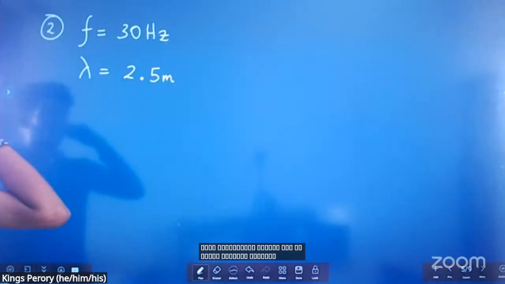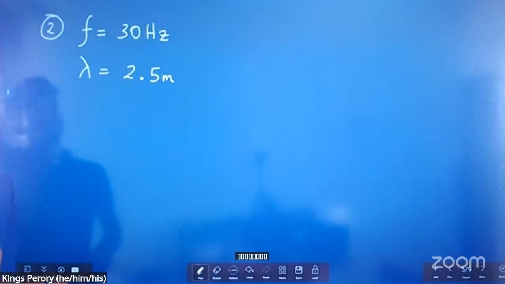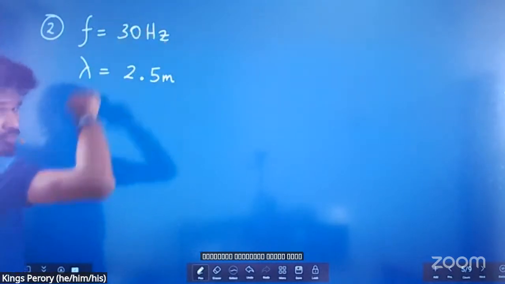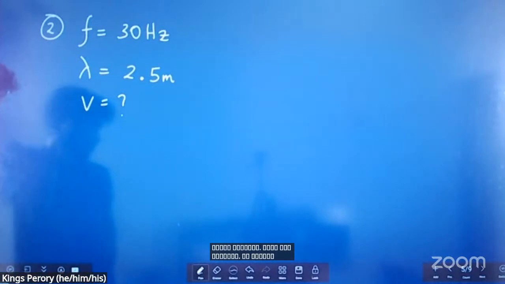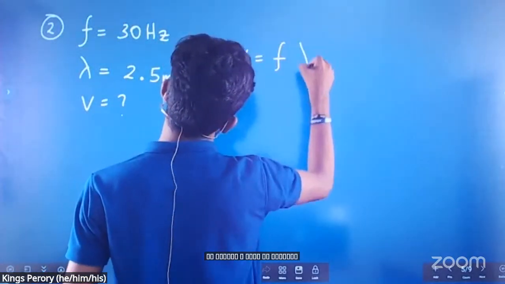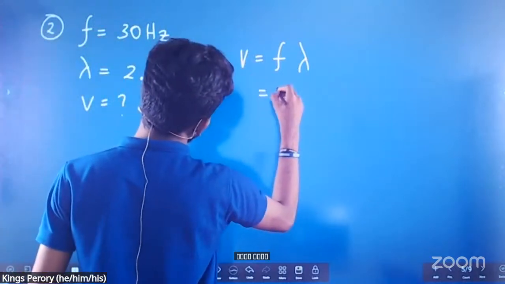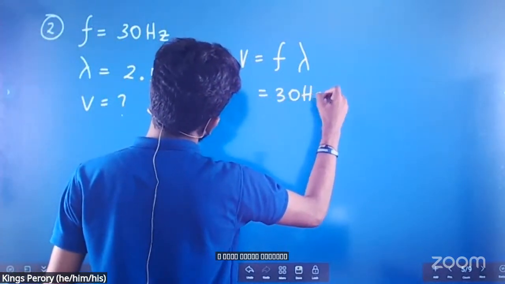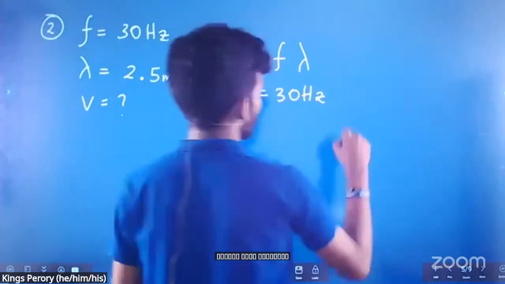Right. Second question. Frequency 30 Hz. Length is given, 2.5 meters. What are they asking? They're asking the speed. Nothing big. Apply the equation: V equals F lambda. F is given, 30 Hertz. Lambda, wavelength, is given, 2.5 meters.